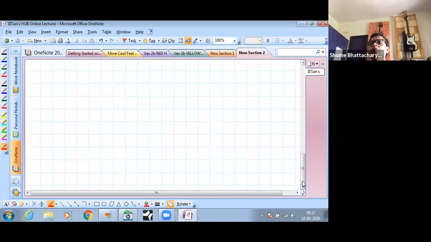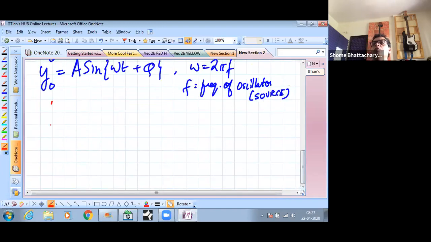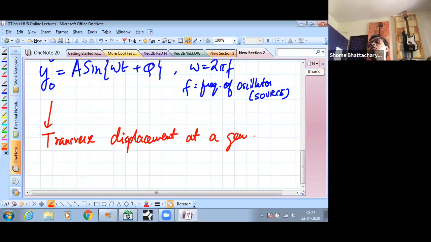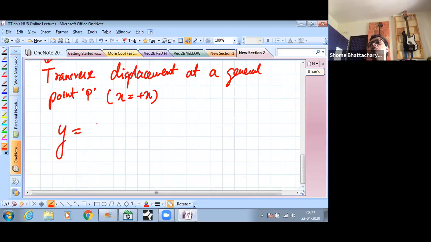Now if we want to determine the transverse displacement at a general point on the thread, which is x equal to some positive x, the equation becomes y equal to that same amplitude as the source into sine of the same angular frequency omega into t, minus kx plus phi. Where phi is of course the phase constant of the source.